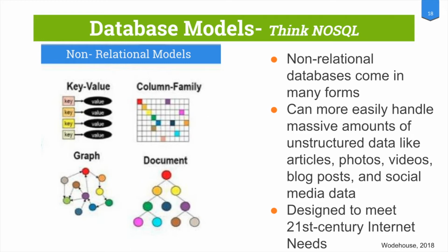There are four main broad categories of non-relational databases. The key value database is considered the backbone of the non-relational database family. The column-oriented database, the document database, and the graph database. The graph database stores data that's interconnected and best represented as a graph in nodes or links.